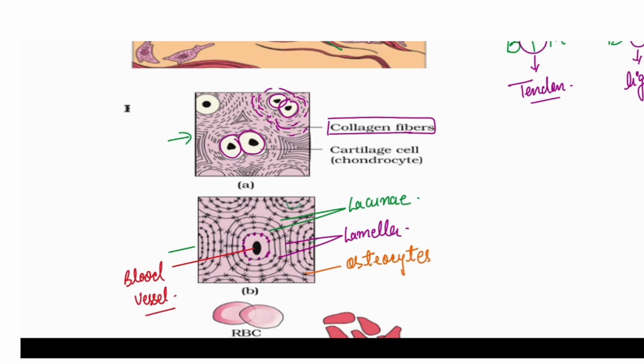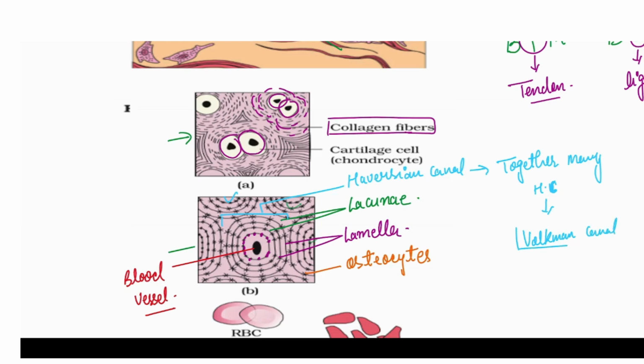And this one complete system is known as the Haversian canal, or the Haversian system. Many Haversian canals would be there, so we will call them together the Volkmann canal. So that is what we had about the bone and the cartilage.